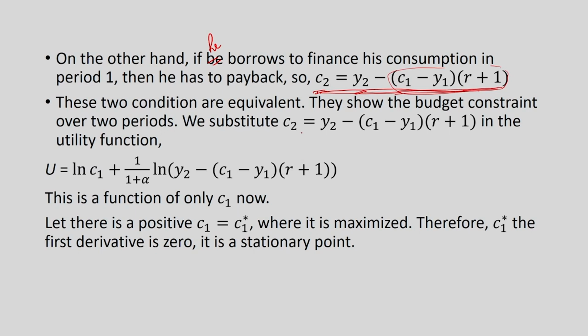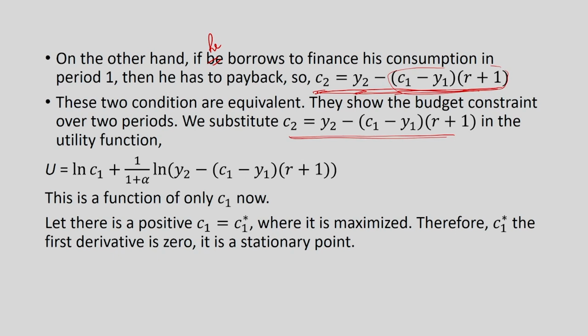We have talked about the budget constraint in a different context before, where we were talking about a static utility maximization. This is only one period, but here you have 2 periods. There also there could be a budget constraint over time. Now, this budget constraint we are using is that C2 is equal to Y2 minus (C1 minus Y1) multiplied by (R plus 1). This is the budget constraint we will be using.